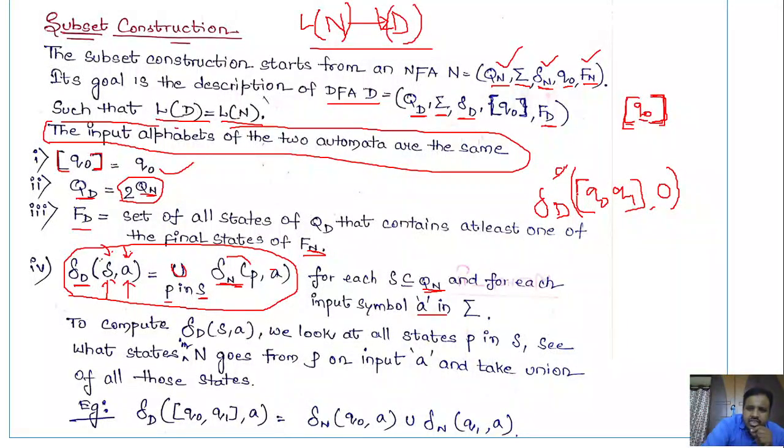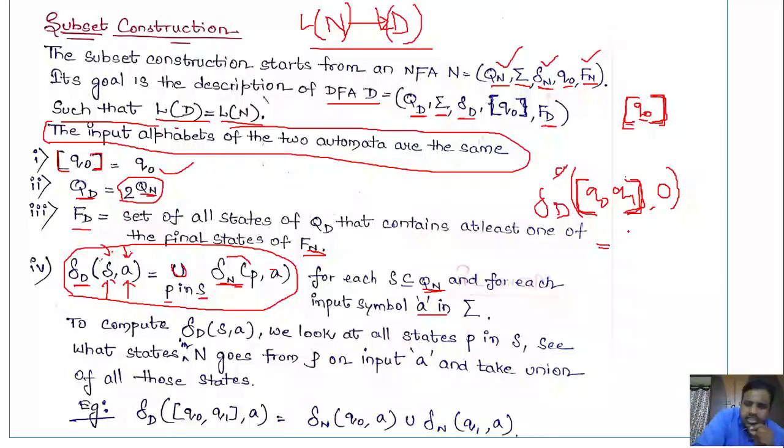So it is a single state in the DFA, right? We don't have multiple transitions in the DFA, but in the NFA we may have multiple transitions. That is why, whenever we have multiple states in the NFA, we represent them as a single state by enclosing them in square brackets. So delta D, the transition function of D, from state [Q0, Q1] on 0. Q0 and Q1 are different states in the NFA, but they are a single state in the DFA.